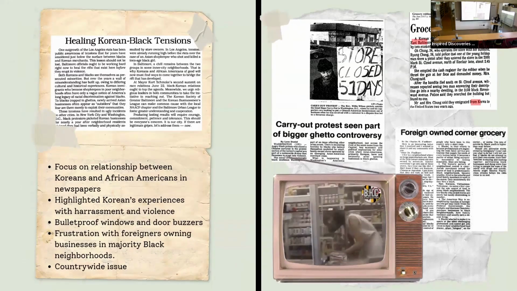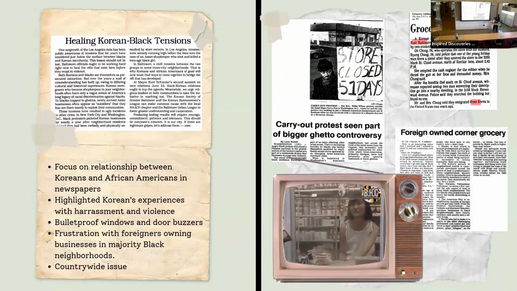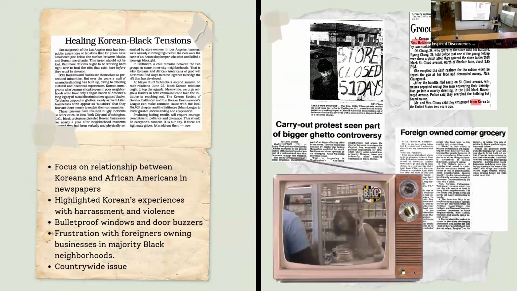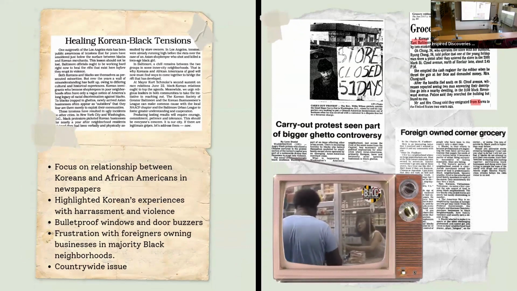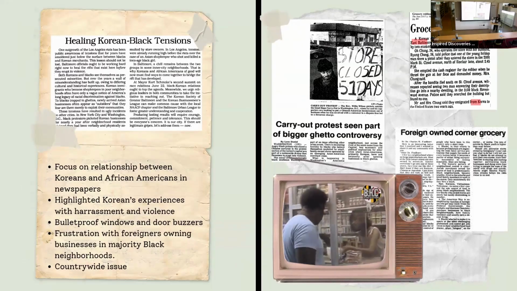So in the late 70s, there was an increased focus on this in the news. And this conflict wasn't unique to Baltimore. It was happening in a lot of metropolitan cities. But there were some aspects of it that were unique to Baltimore as well.